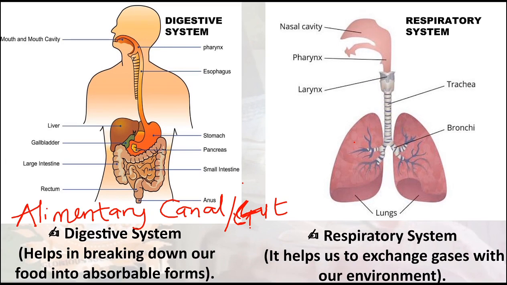So the respiratory system is the system of our body that helps us to exchange gases with our environment. So what are the gases we exchange? Carbon dioxide and oxygen. Do you understand that now? So you may be asked an objective question: the system of the body that helps us to inhale and exhale gases, that helps us to breathe in and out, is nothing but the respiratory system. Do you understand it now? So let's move into the next slide.